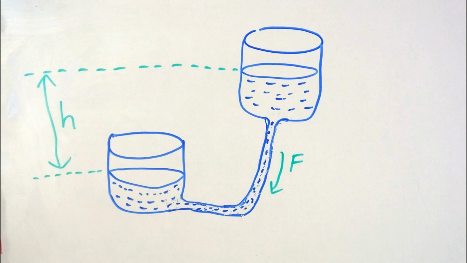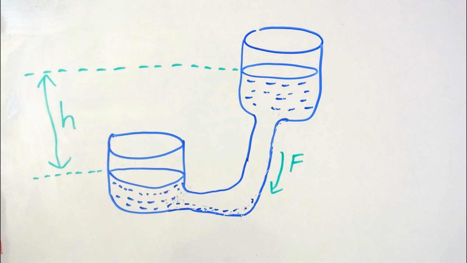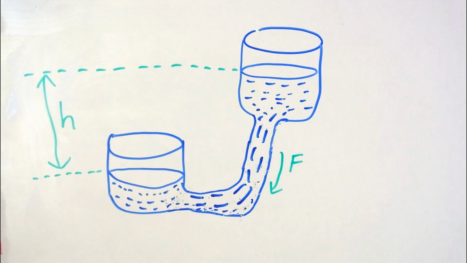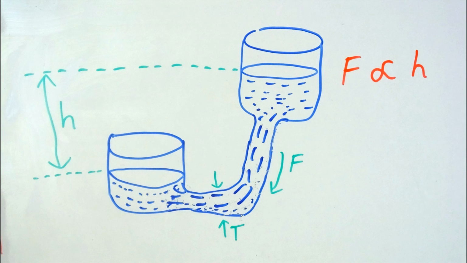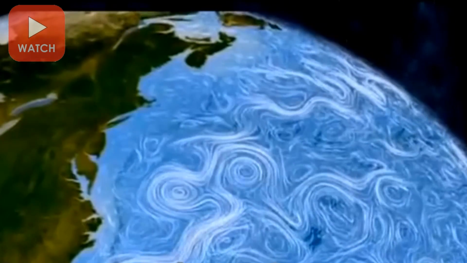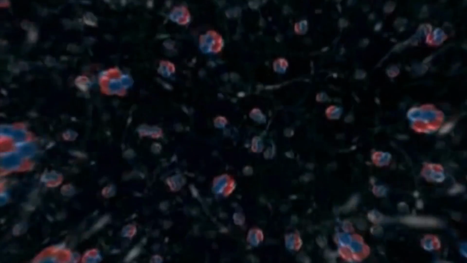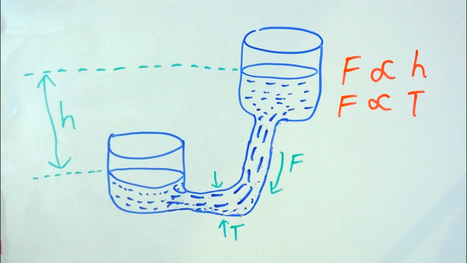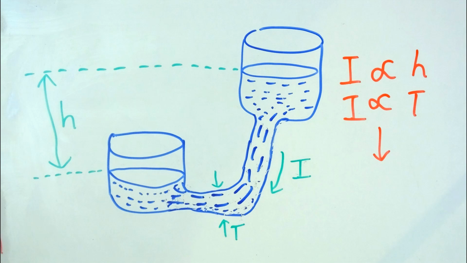Now what happens if this pipe gets thicker? More water will go down the pipe and the flow will increase. We know that the water flow increases as the height increases and as the thickness increases. Now just like ocean currents are the flow of water, electrical currents are the flow of electric charge, and this is generally denoted by I. So we get I equals HT by ignoring any ratio constants.